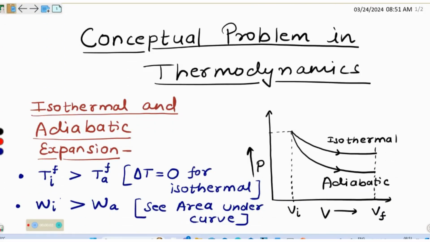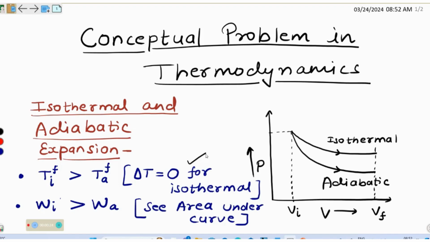Today we are going to discuss a concept of thermodynamics. So we are taking an example of isothermal and adiabatic expansion. Isothermal process, as you know, is carried out at constant temperature, and during adiabatic expansion temperature falls. That means the final temperature of the isothermal process is greater than that of the adiabatic process.